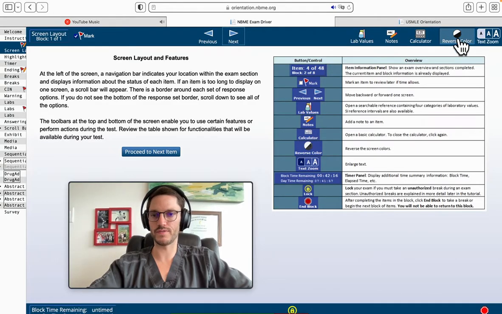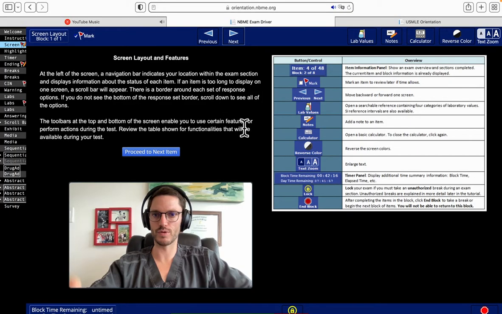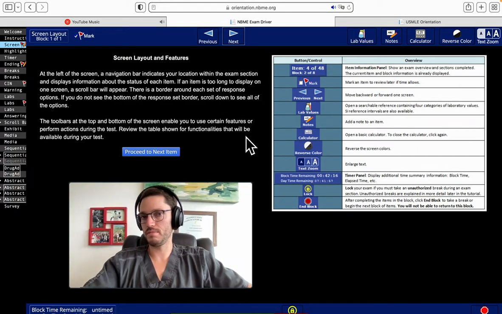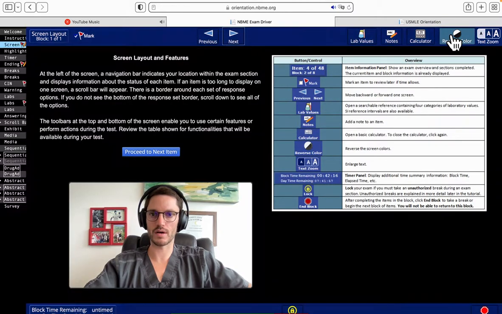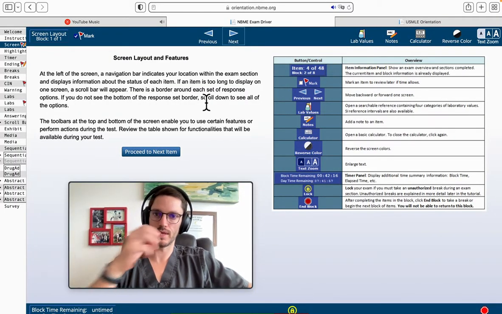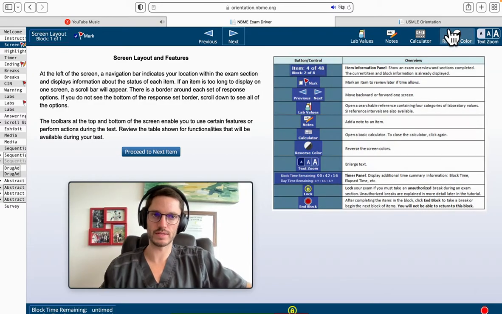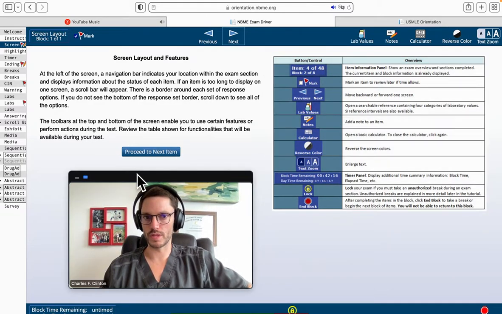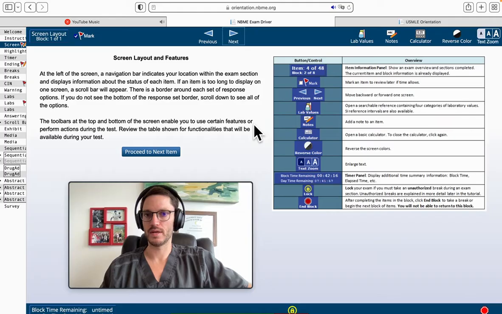Reverse color is if you like it better. You will always be taking these exams during the day. So if it were at night, I would understand this would be easier. But maybe this is easier on your eyes, so you might reverse the color. In my case, I am accustomed to this testing format and color.